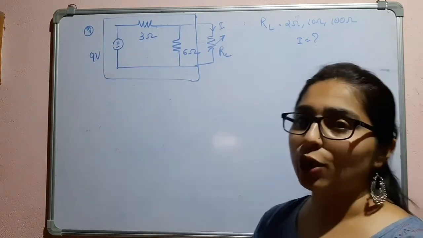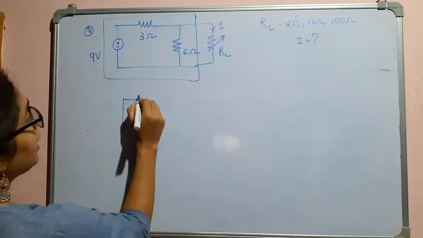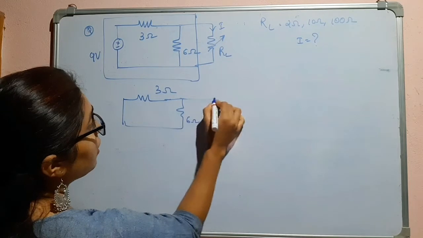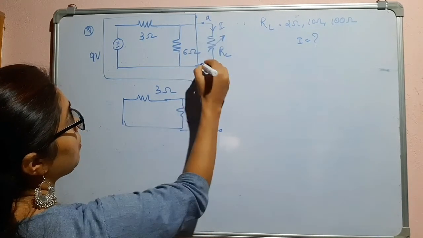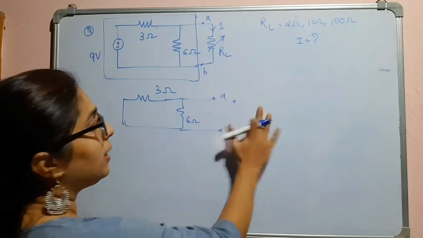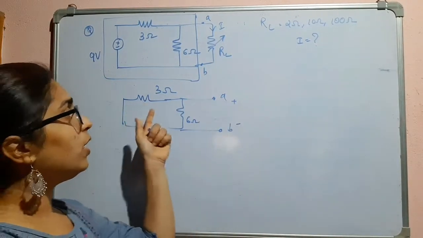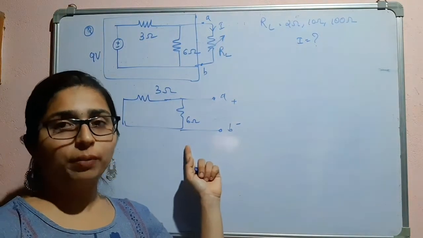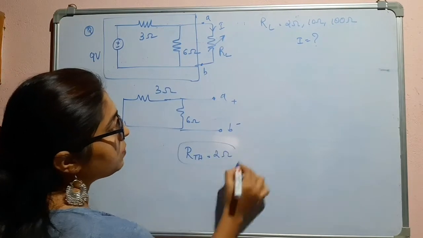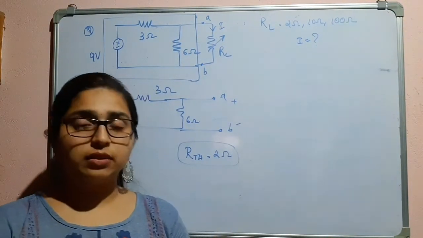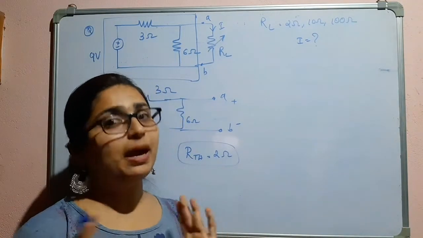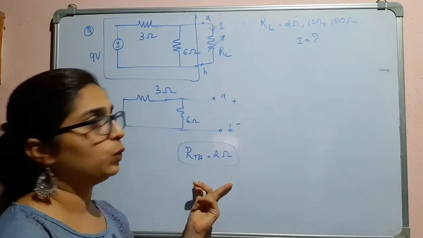So you have to short this. This will be shorted, and here you have 3 ohm and here you have 6 ohm. This terminal I'll mark as AB. Here we are going to find the open circuit voltage also, but now we are finding the RTH. So 3 ohm is in parallel with the 6 ohm resistor. You know how to find the equivalent resistance when two resistors are in parallel: R1 R2 divided by R1 plus R2. So that will give you 2 ohm.